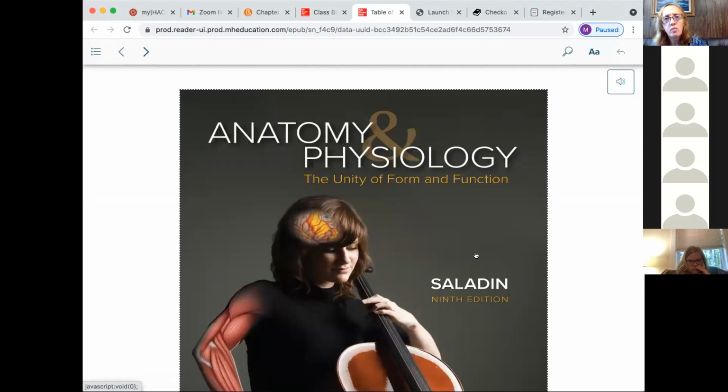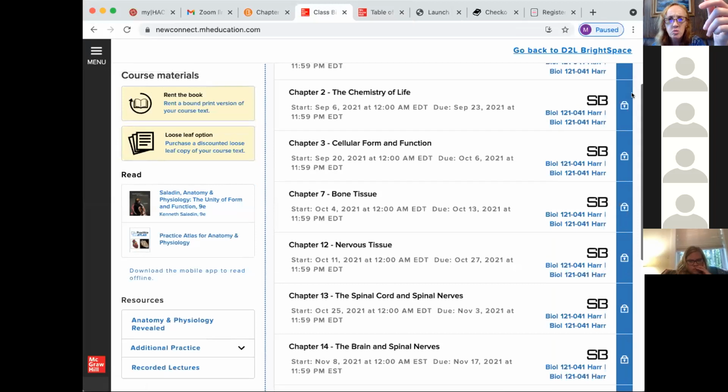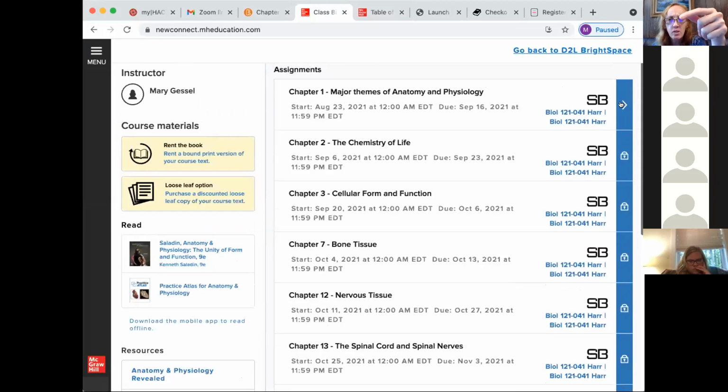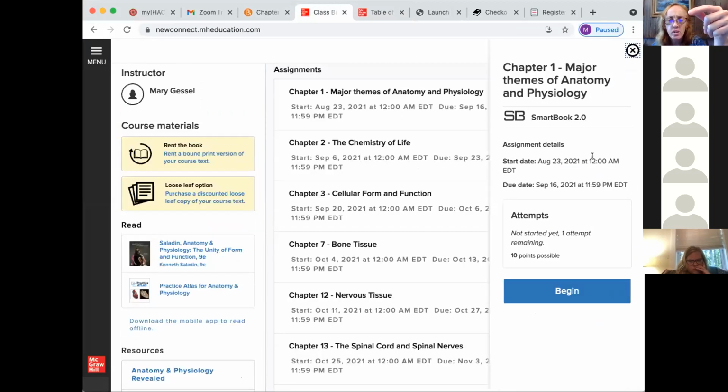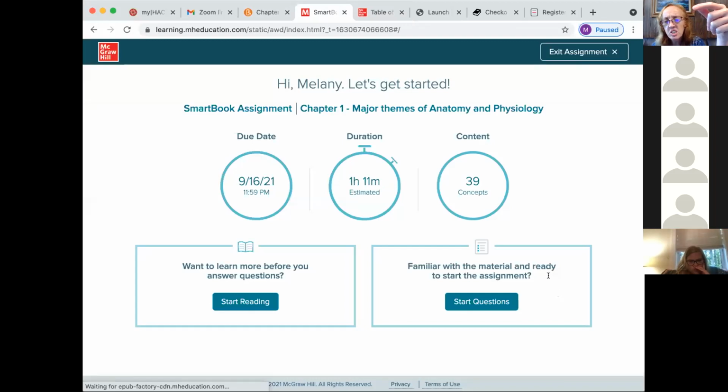Okay. Now do me a favor, go back to the last page we were on, the last tab we were on. Now go over to chapter 1 on the left-hand side. Scroll up a little bit right there, click that arrow that you've got your mouse over. Now click begin. This is a smart book assignment for everyone.